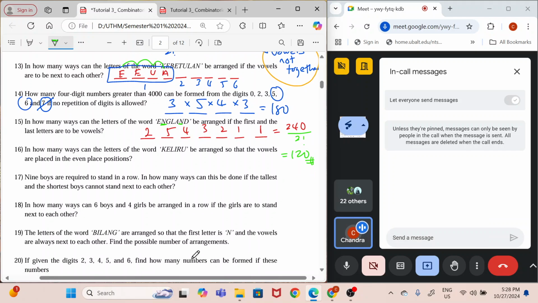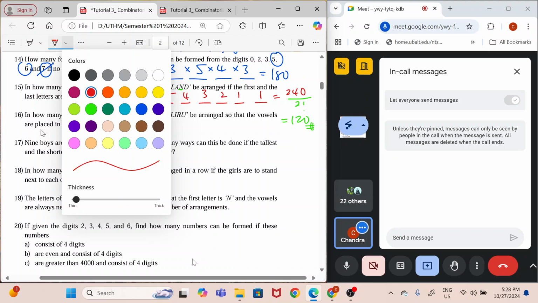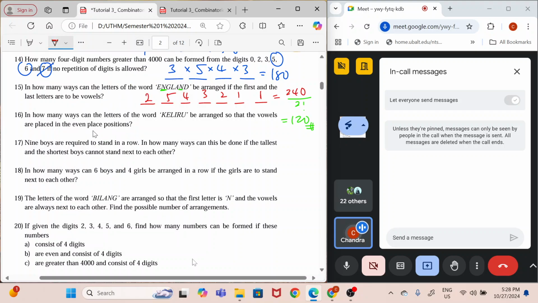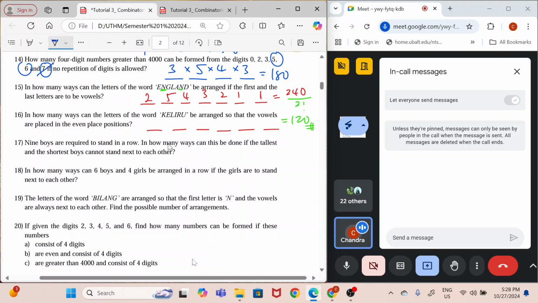Number 16. In how many ways can the letters of the word curly be arranged so that the vowels are placed in the even place positions? 1, 2, 3, 4, 5, 6. Where are the even place positions? Even place: second, fourth, sixth. This is the even place position.